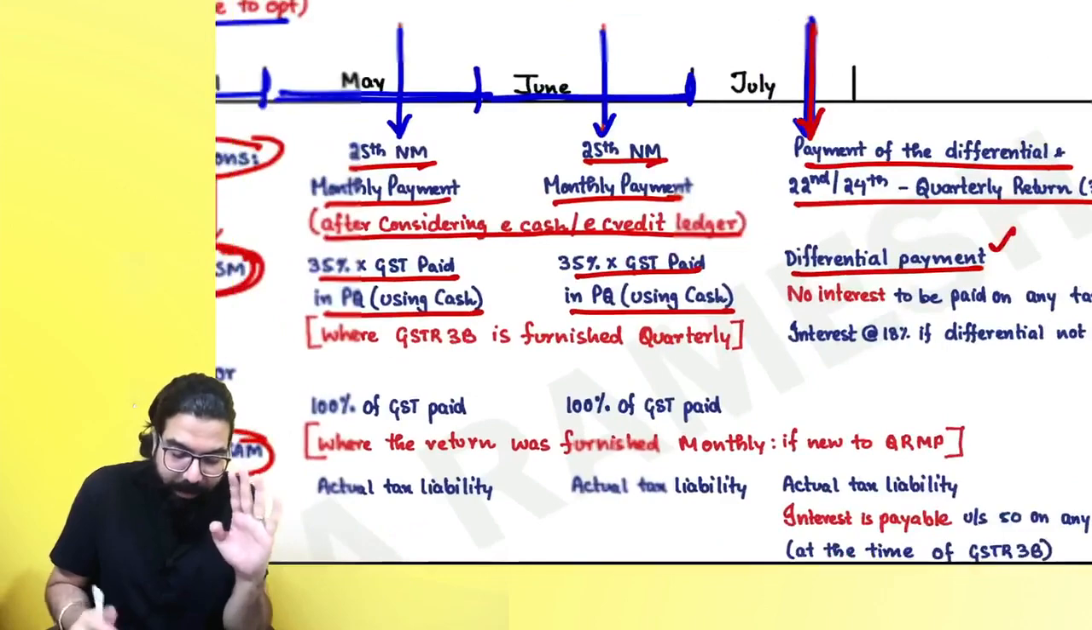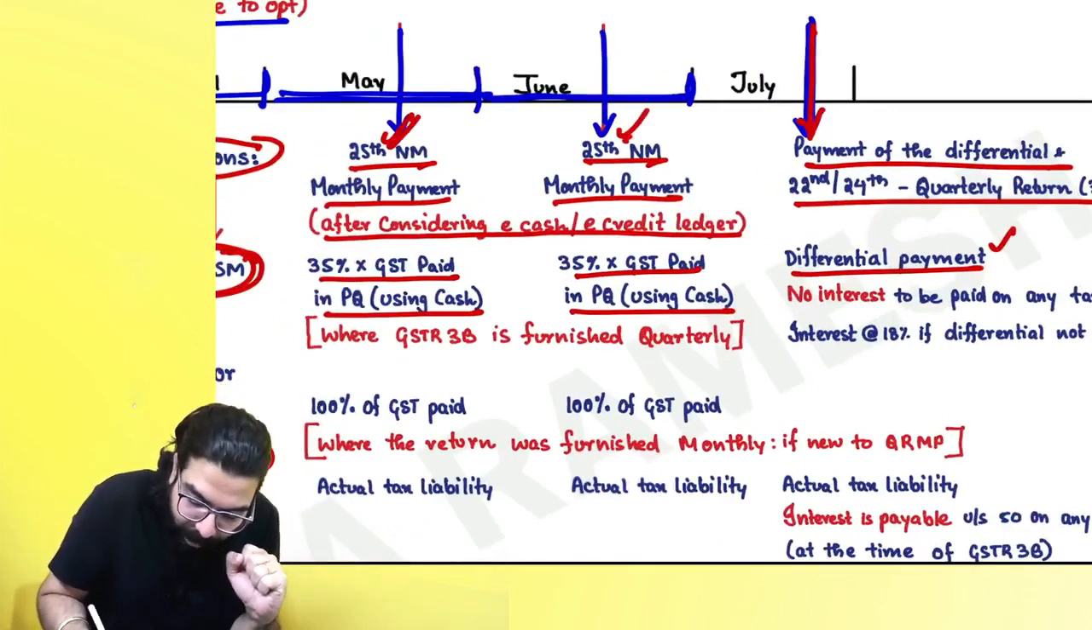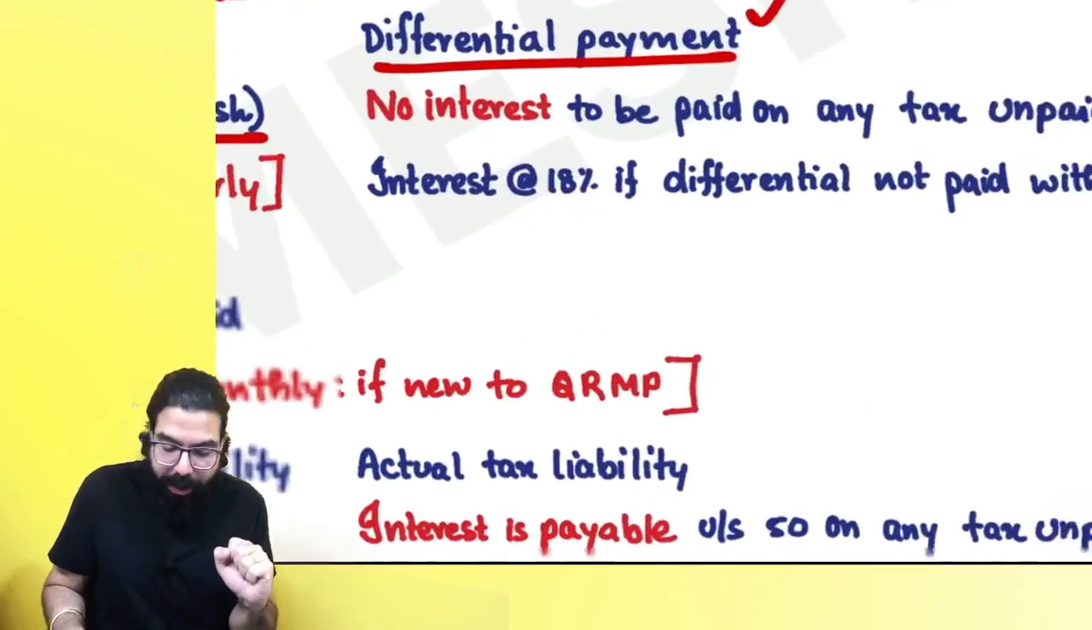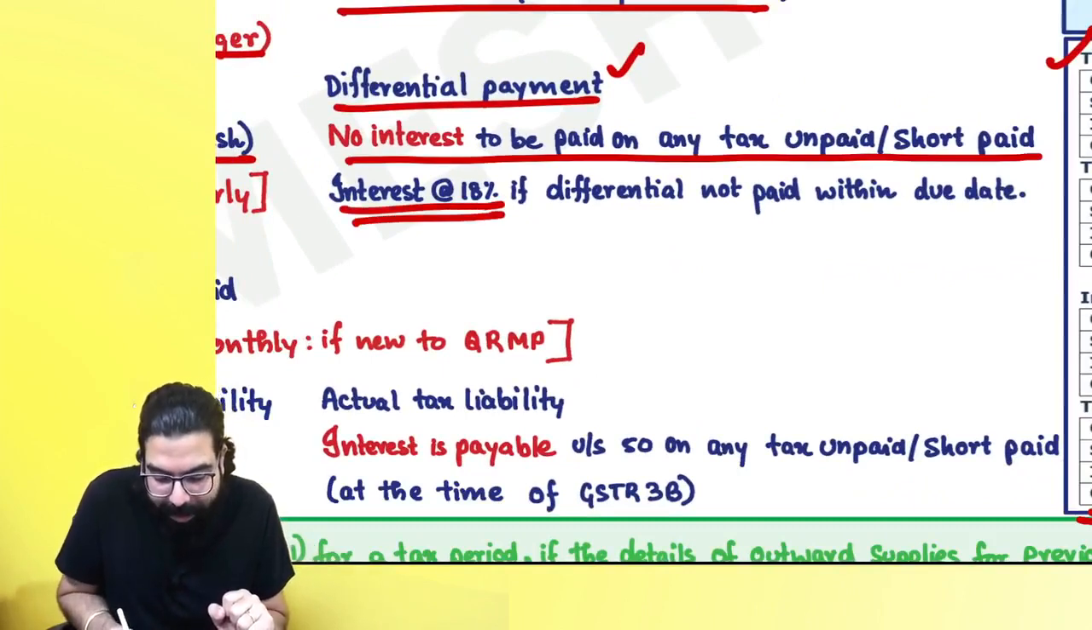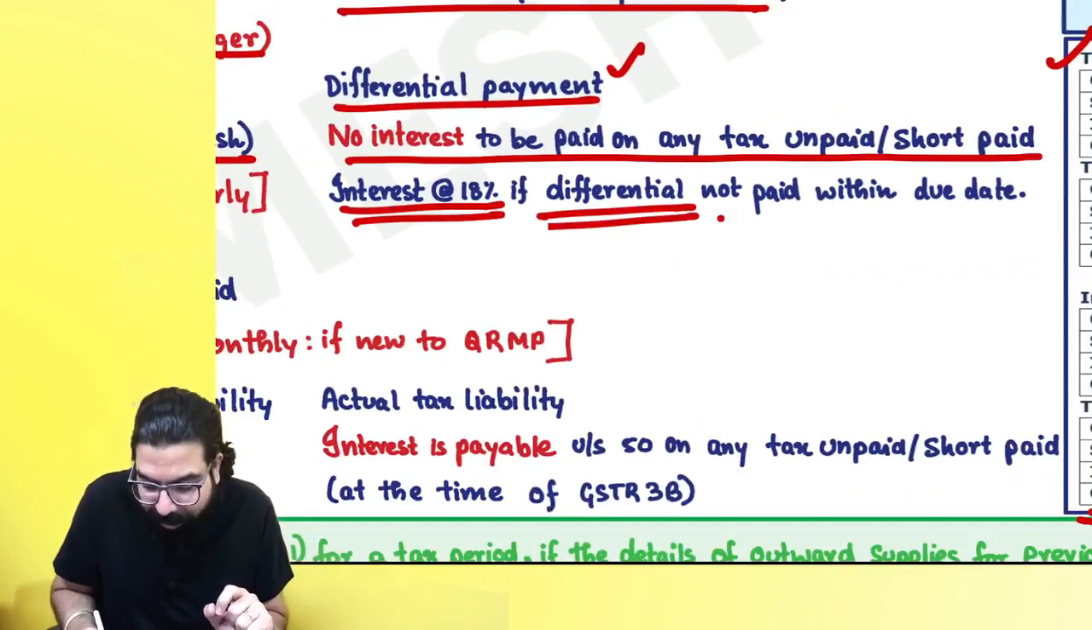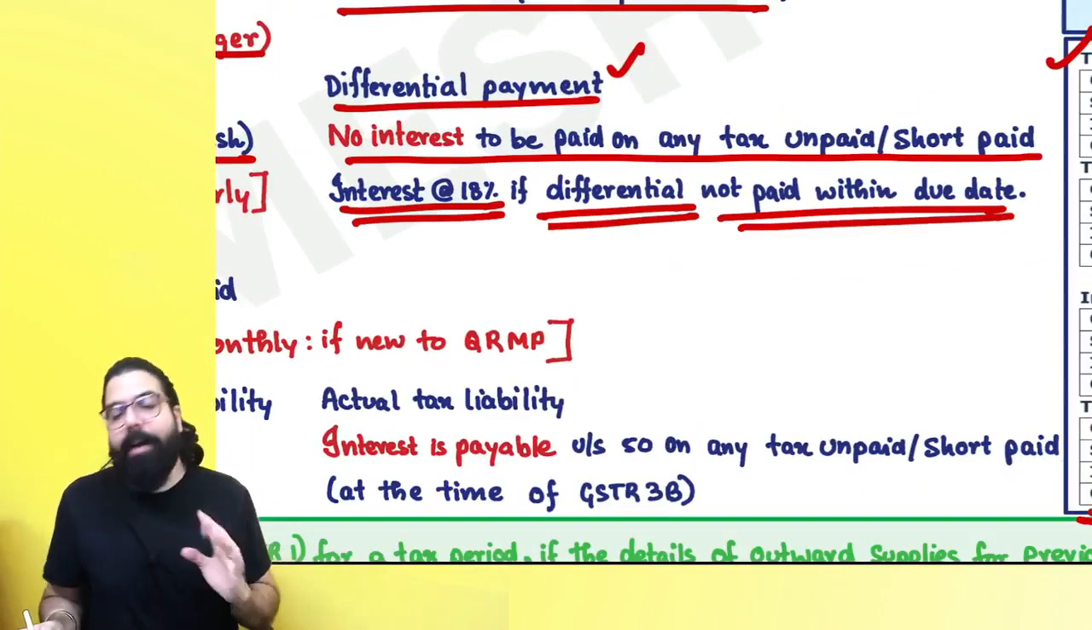There will be no interest if you are making the payment by the 25th, and the 22nd or 24th. No interest to be paid on any tax unpaid or short paid. Interest at the rate of 18% if differentials are not paid on the due date.